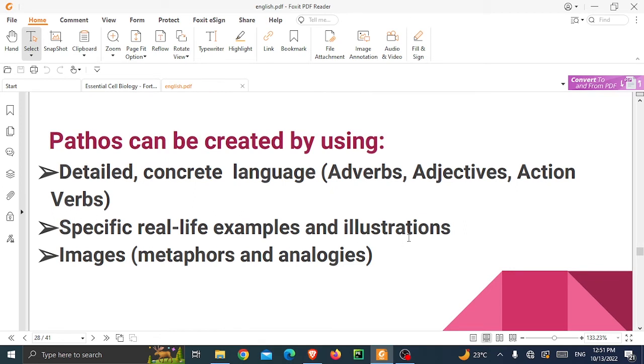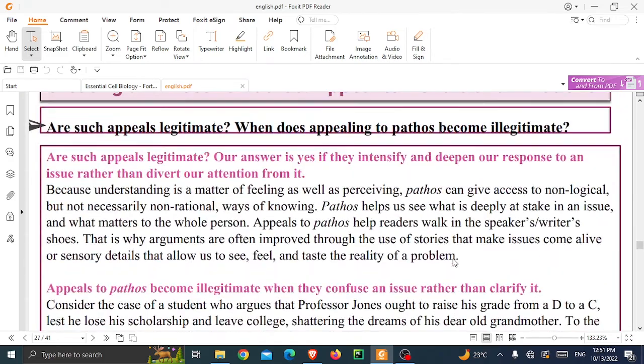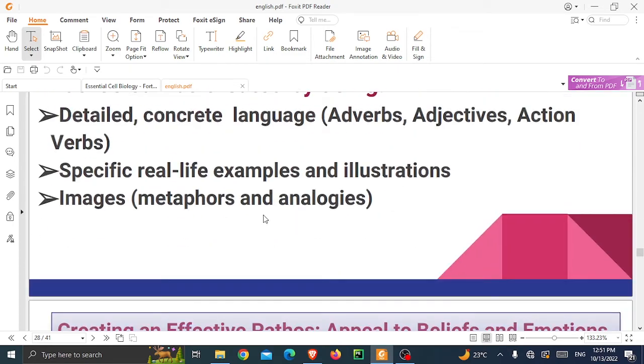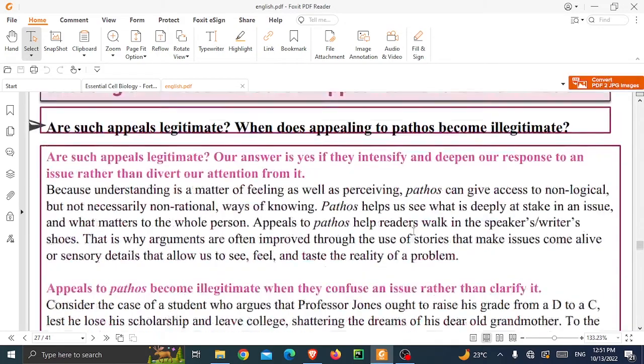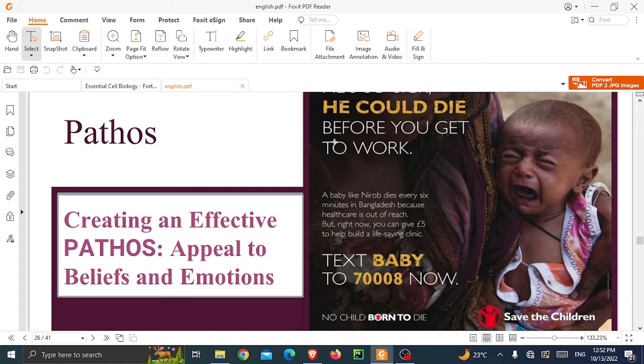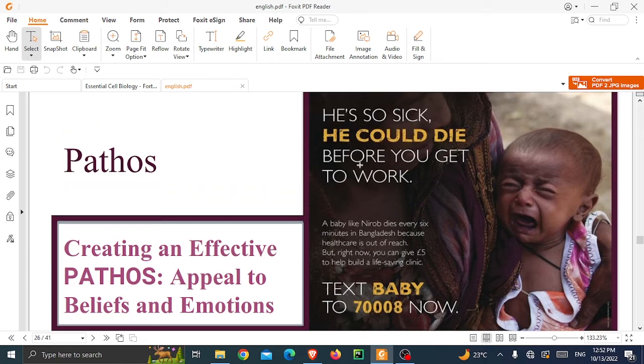Specific real life examples and illustrations. Of course, we go back to the good example here. This is a baby crying in a microbe. He is crying from illnesses, so they used a correct example and images. And this whole example is just a whole image. So this is the ideal or the almost ideal use of pathos.